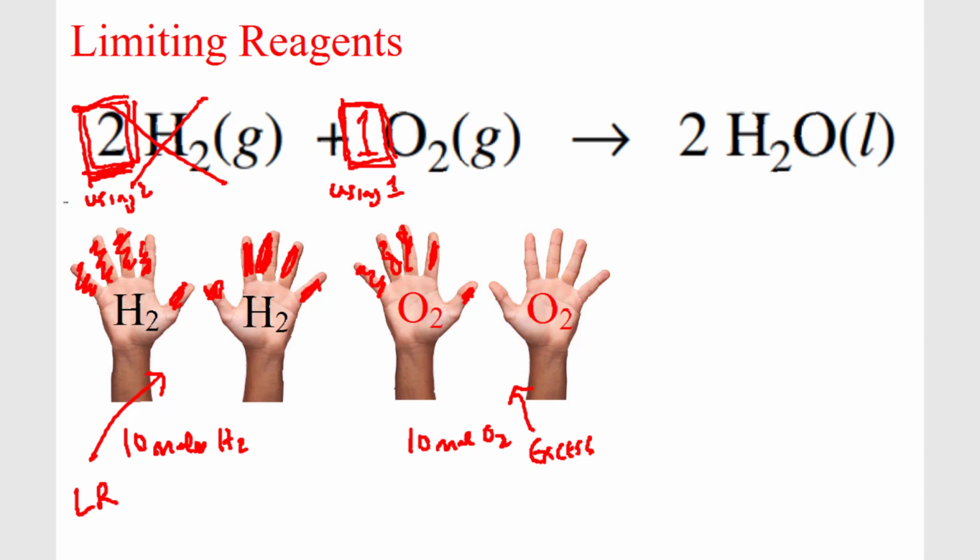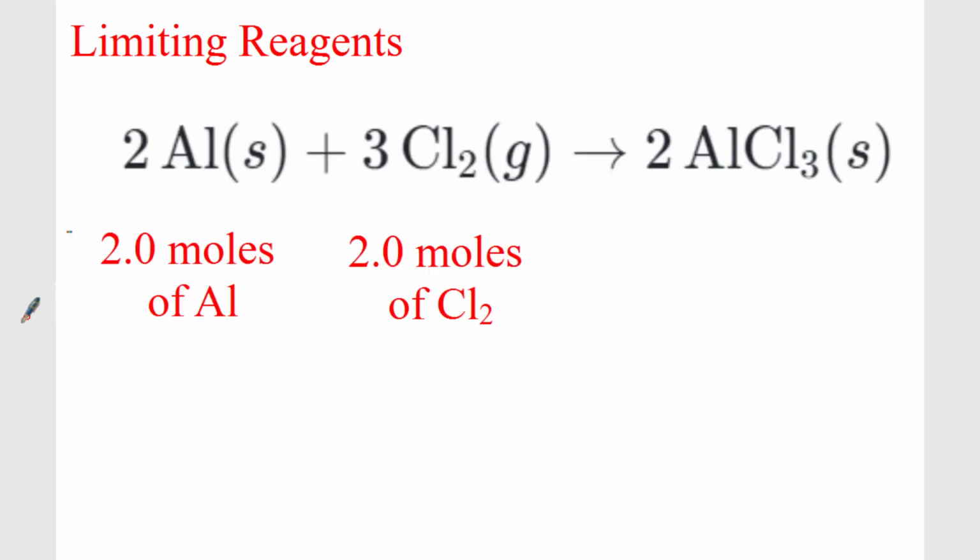So you can see in this model, we've run out of the hydrogen gas first. That's what we call our limiting reagent. So let's put this model to the test, okay? Let's take a look at this reaction.